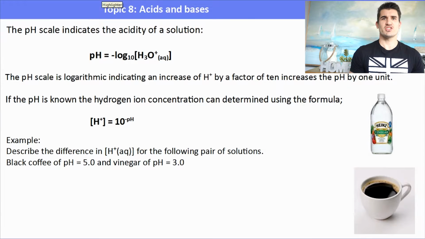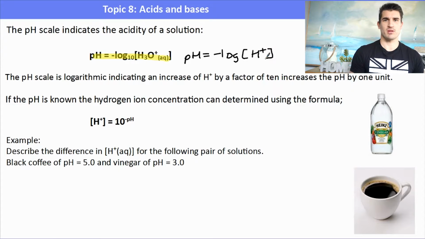So the pH scale measures the acidity of a solution, and we have a formula to determine the pH. The negative log to the base 10 of the hydronium ion concentration or the H plus ion concentration. Remember, those two things can be used interchangeably.